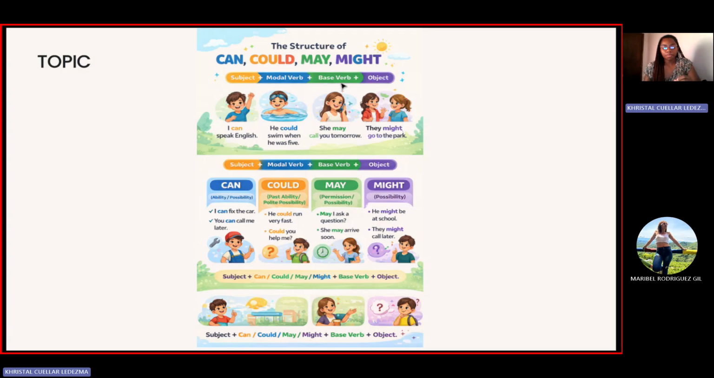So, to continue, could, sorry, ability and polite possibility. Why ability? Because we're talking about something that the person could do very well in the past. For example, he could run very fast. Él podía correr muy rápido. That's something that happened in the past, and that person cannot do it now.